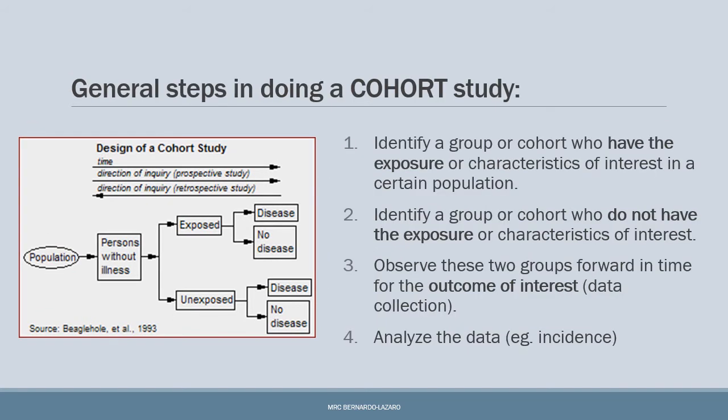Basically, in doing a cohort study, we first identify a population without the disease, then identify a group or cohort who have the exposure or characteristics of interest in a certain population, and identify another group or cohort who do not have the exposure or characteristics of the disease. Then you observe those two groups forward in time for the outcome of interest. Later on, you will analyze the data in terms of usually the incidence, or the new cases, or the proportion of the population who got the disease over time.